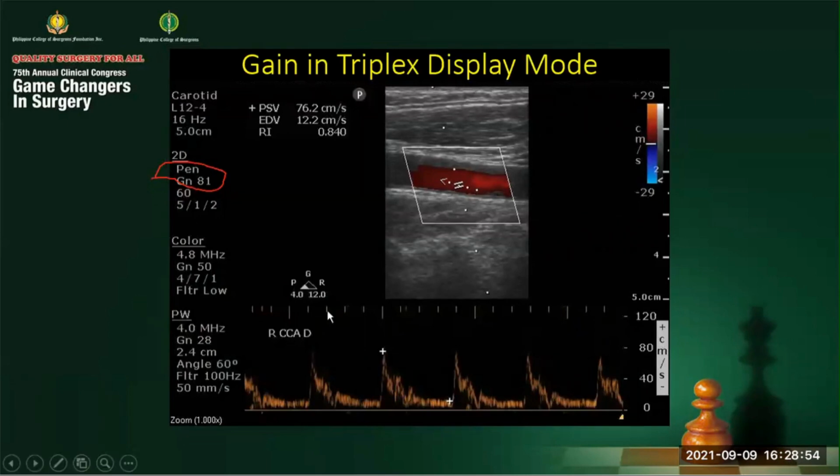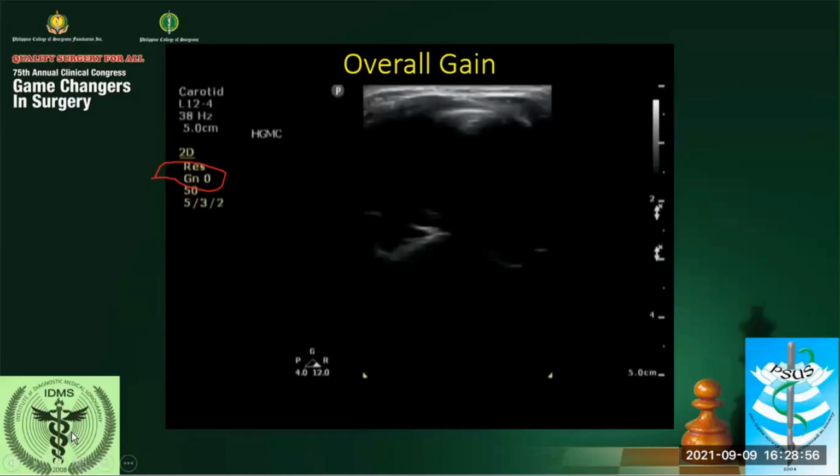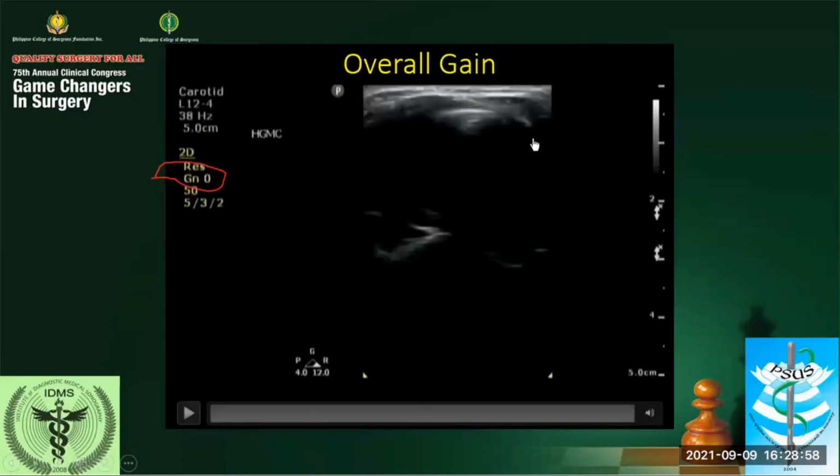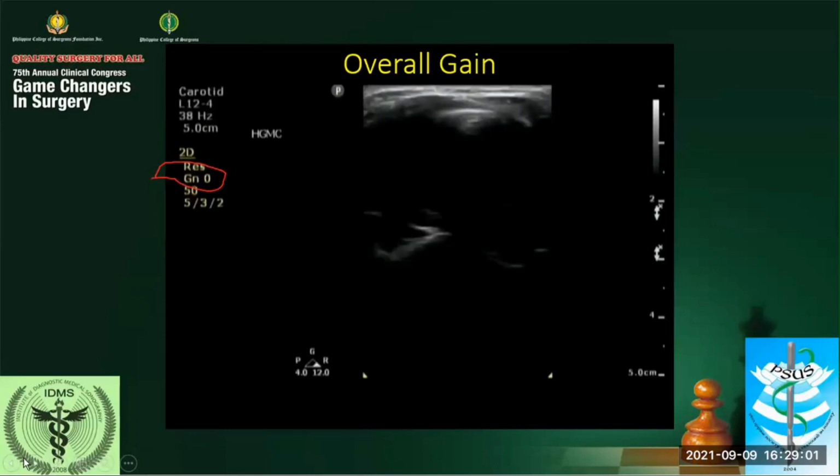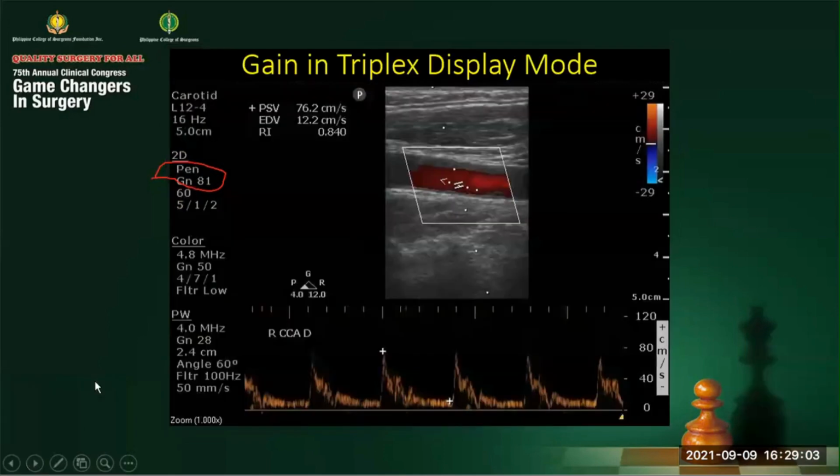Now, that was gain in B mode. Okay? Now, I will show you gain in the triplex display mode. Why do we call this triplex display mode? You have one, the B mode, you have the color flow mode, and you have the spectral Doppler mode. So this is a triplex display mode.